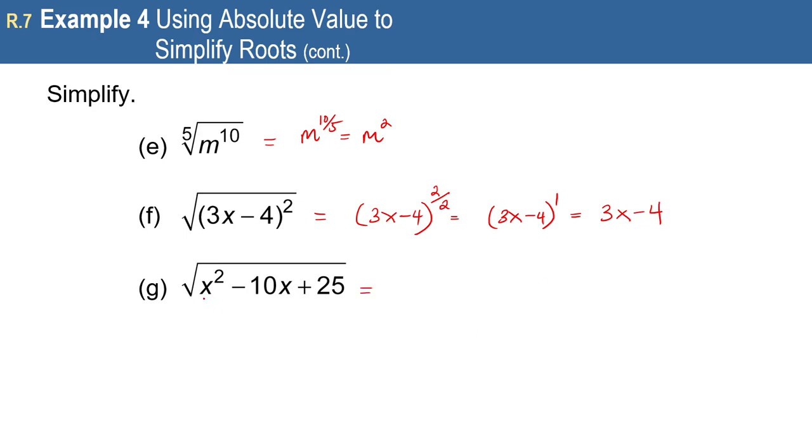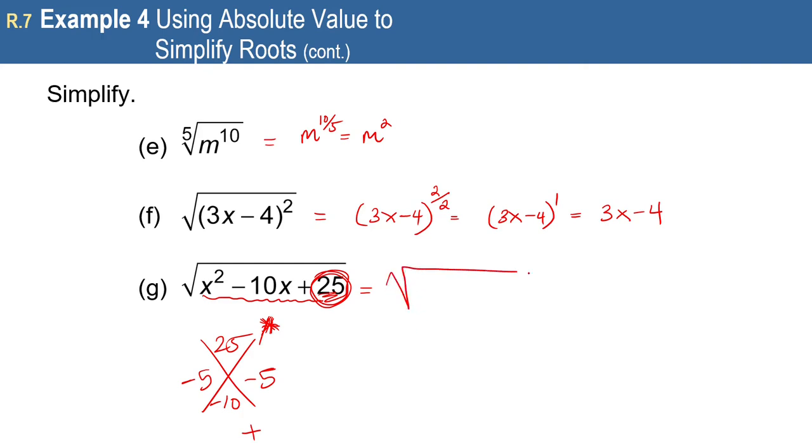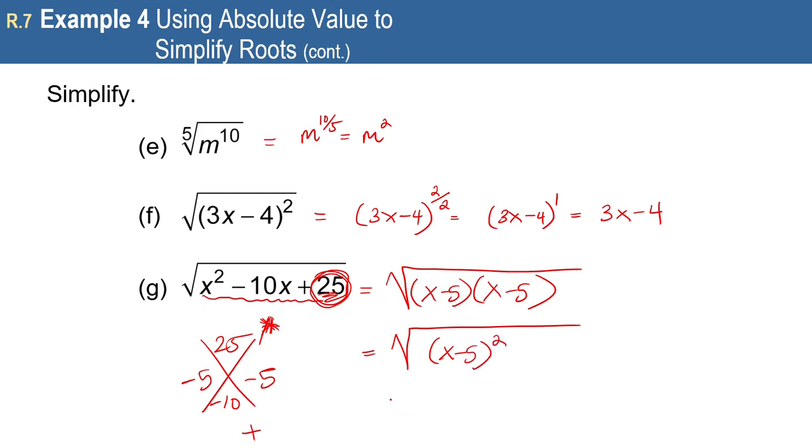For part B, notice that this is a trinomial. I'm going to use the diamond method. Let's enter 25 for the top, and the negative 10 for the bottom. What two numbers multiply to get positive 25, but add up to get negative 10? The two numbers are negative 5 and negative 5. This can factor as x minus 5 times x minus 5. Or I could rewrite this as x minus 5 squared.